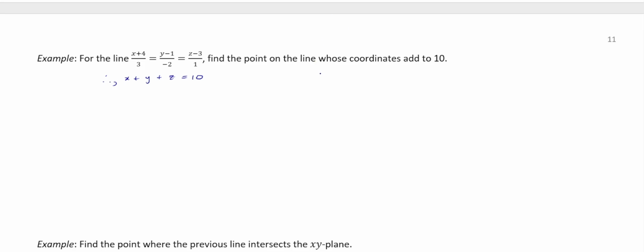I also have all my symmetric equations right here, and I can turn those into parametric equations. So (x plus 4)/3 is equal to t, so then x is equal to -4 plus 3t. (Y minus 1)/-2 is equal to t, so therefore y is equal to 1 minus 2t. And then (z minus 3)/1 is equal to t, so z is equal to 3 plus t. So here are my parametric equations, which I derived from my symmetric equations. And I also have this further stipulation that x plus y plus z must be equal to 10.